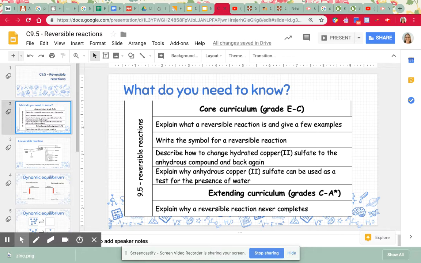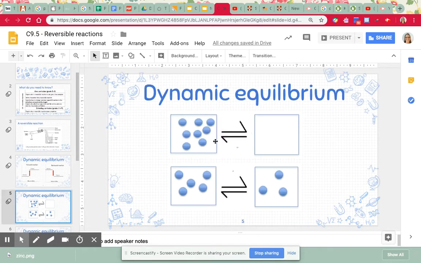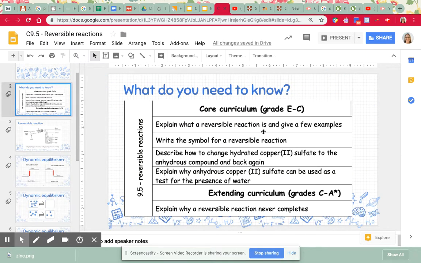You should be able to write the symbol for a reversible reaction. It's this one here. And you should be able to give a few examples, so 3 in fact, and explain why a reversible reaction never completes. It's to do with dynamic equilibrium.